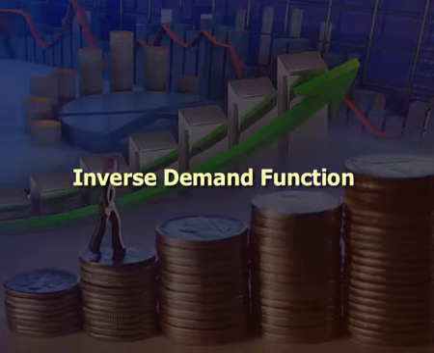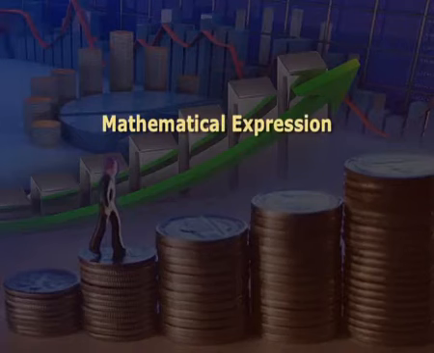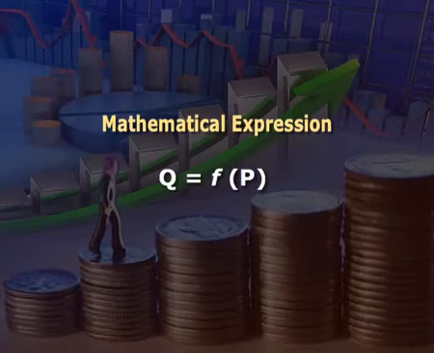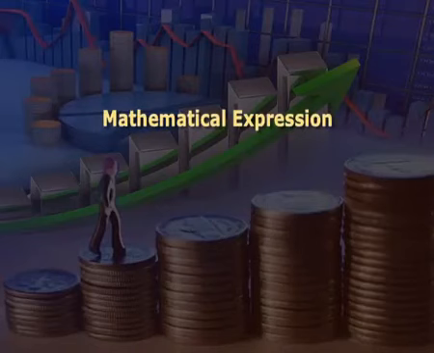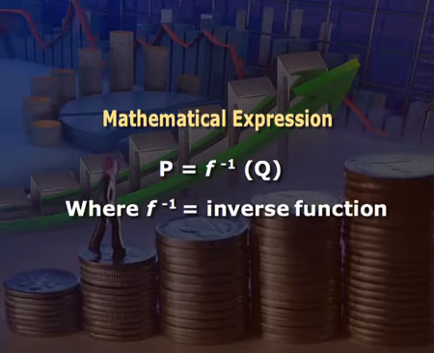Next topic to discuss is inverse demand function. The demand function represents quantity demanded as a function of price. Thus, price is the independent variable and quantity demanded is the dependent variable. Mathematically, it is expressed as Q = f(P). The inverse function represents the original relationship in reverse form, that is, interchanging the variables. The inverse demand function represents price as a function of quantity demanded. Mathematically, it can be expressed as P = f⁻¹(Q), where f⁻¹ is the inverse function.